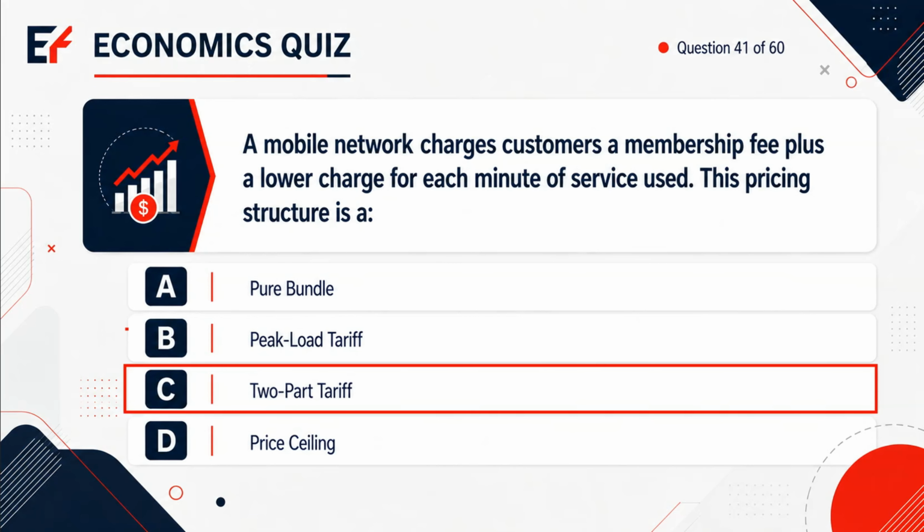In this case, the membership fee is the fixed charge, while the charge for each minute used is the usage component. Option A is incorrect because pure bundling requires customers to buy products or services together as a package. Option B is incorrect because peak load pricing charges higher prices during periods of high demand. Option D is incorrect because a price ceiling is a legal maximum price set by a government or regulator.